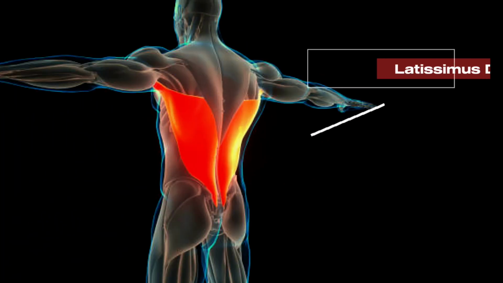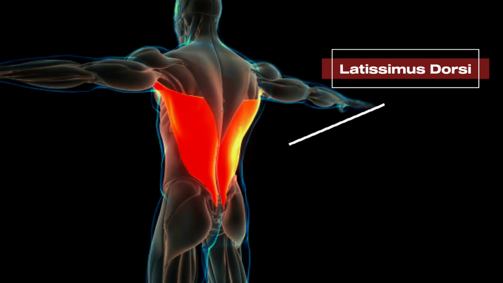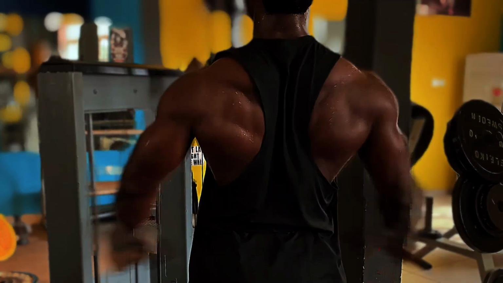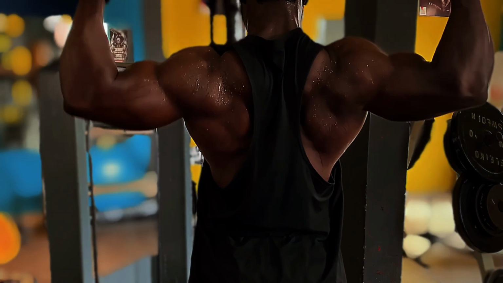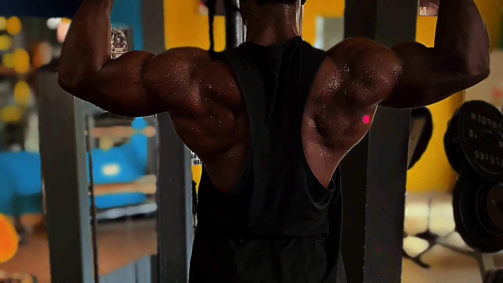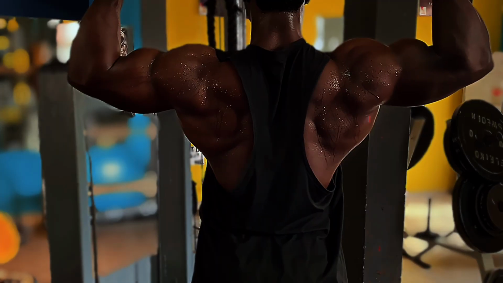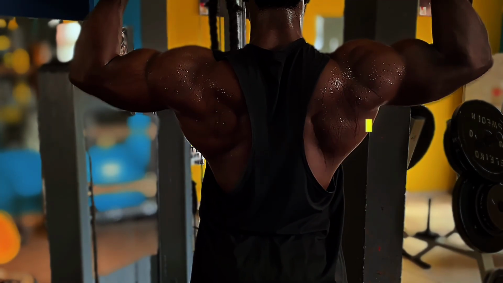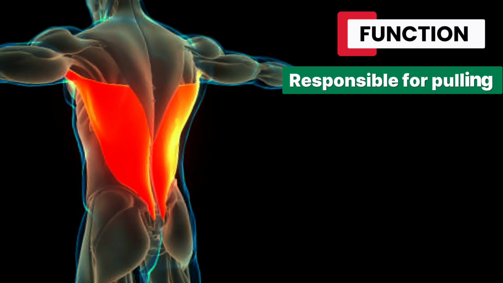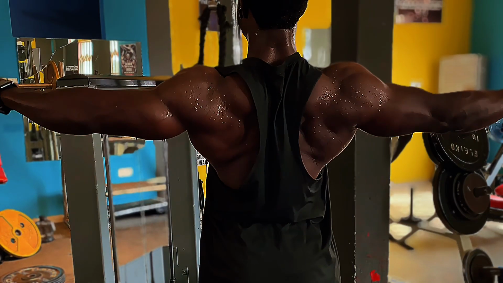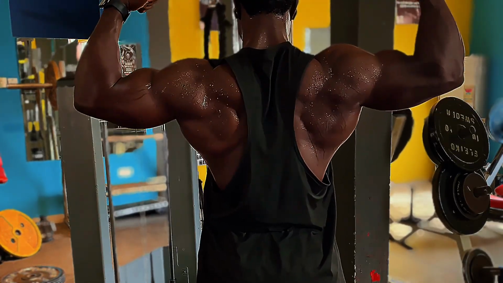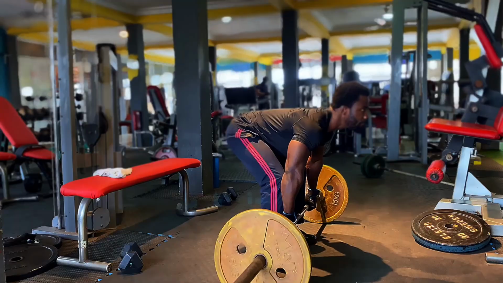Starting off is the latissimus dorsi. This is commonly referred to as the lats, and they are the largest and most well-known of the back muscles. When large enough, they are responsible for the athletic V shape that most men like you and myself strive for. Now, the lats are primarily responsible for pulling and reaching with your arms. To target them, you should use a variety of exercises such as pull-ups, pull-downs, rows, or deadlifts.